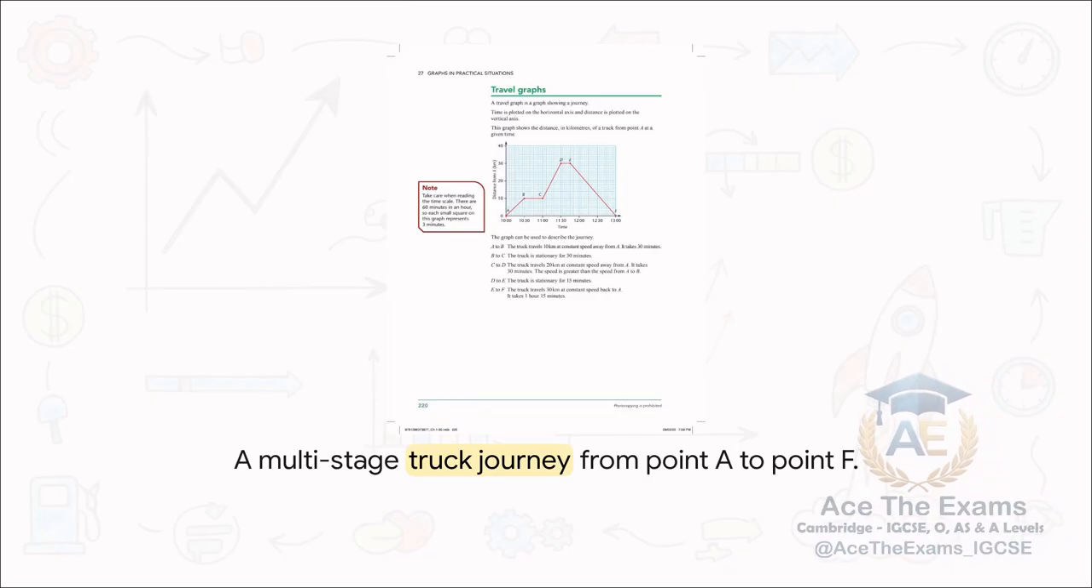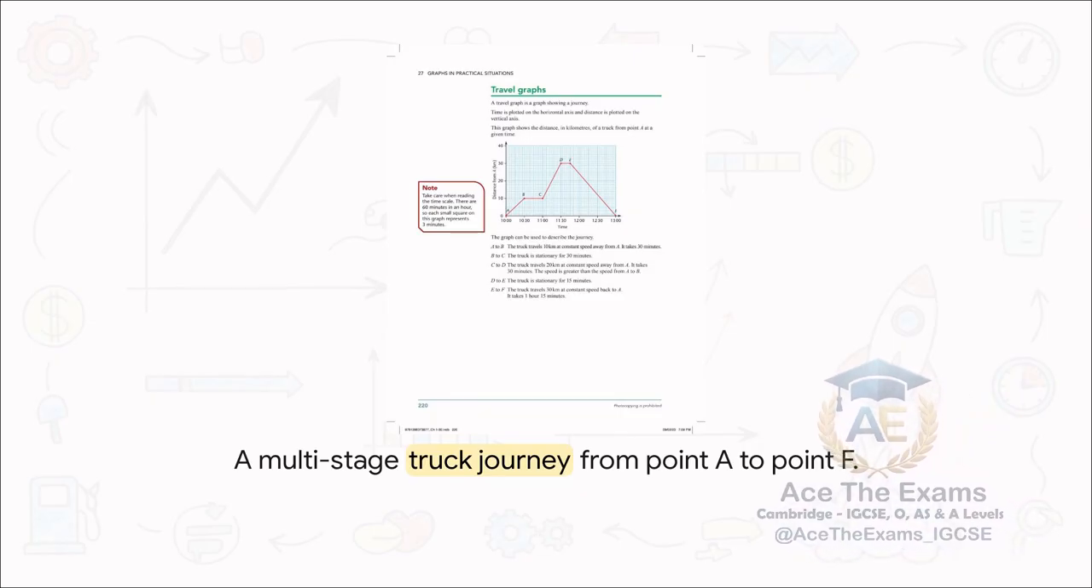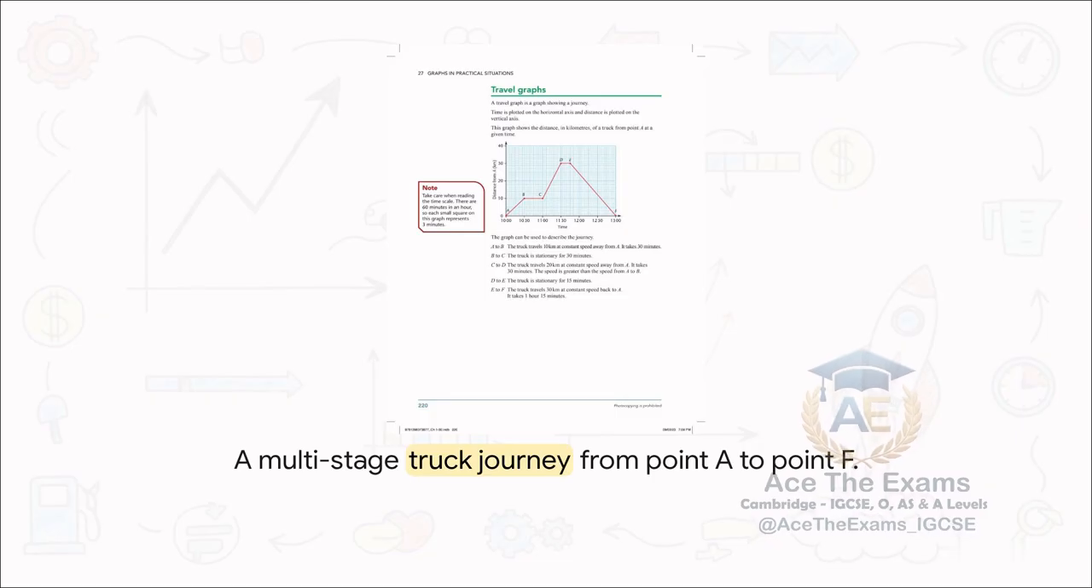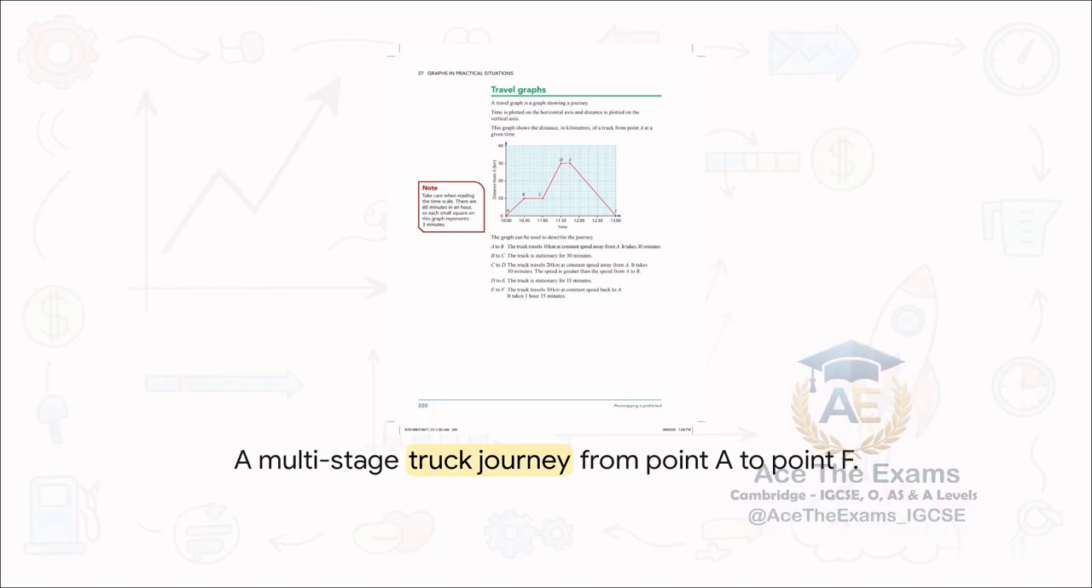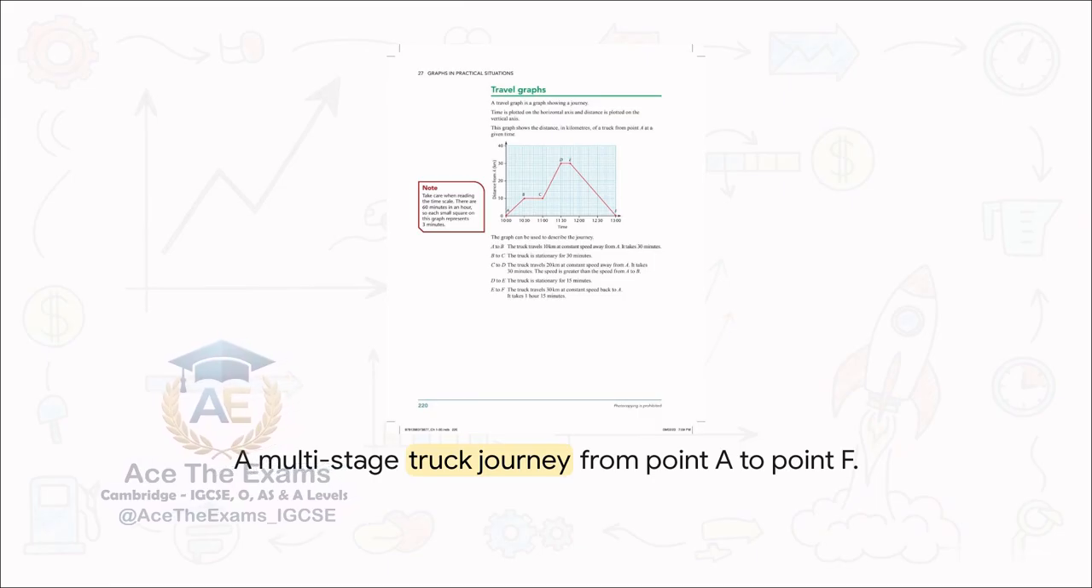From D to E, another flat line, stationary again. Finally, from E to F, the line slopes all the way back down to 0. The truck is driving back to its exact starting point, taking 1 hour and 15 minutes. See how those abstract lines become a real-world story when you actually decode the command words?